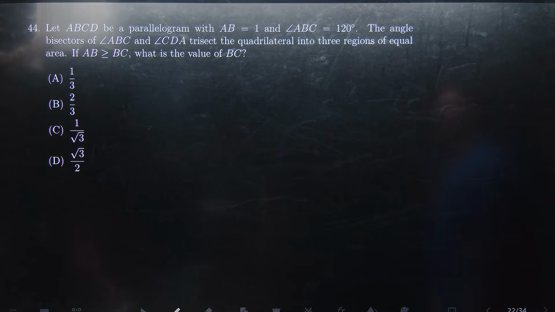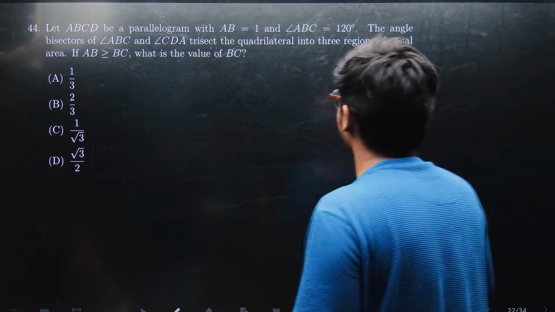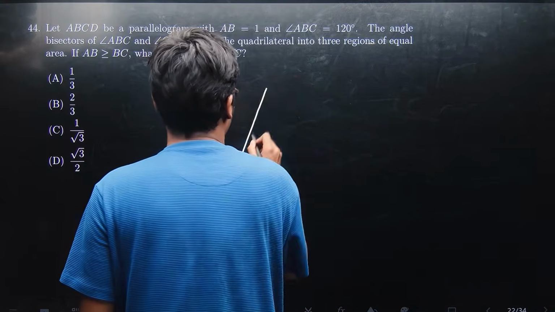44. Let ABCD be a parallelogram with AB equal to 1, angle ABC equal to 120. The angle bisectors trisect the quadrilateral into 3 regions of equal area. So this is what our figure looks like.